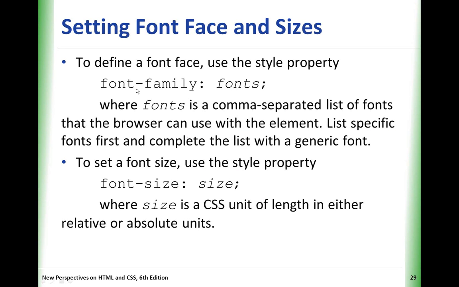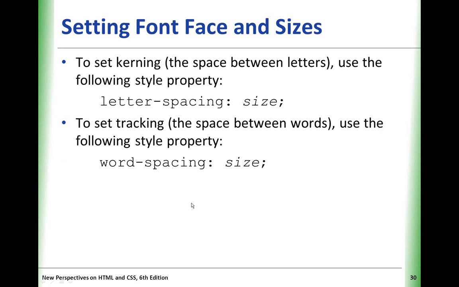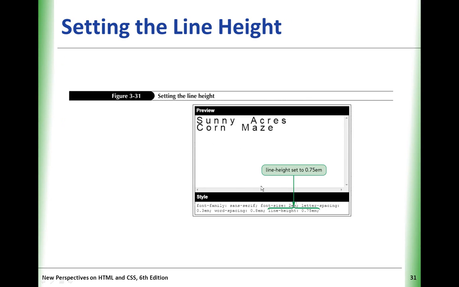So we're going to define a font face using the style property font-family, colon, space, and then our fonts. It's going to be a comma separated list of fonts that the browser can use, and then we're going to set the size with the CSS tag font-size. And the size is the CSS unit of length in either relative or absolute units. Then we're going to set the space between the letters, which is called kerning, using letter-spacing. Then we're going to set the space between words, our tracking, as word-spacing. And this is how it's going to be done for our assignment. So let's go there.